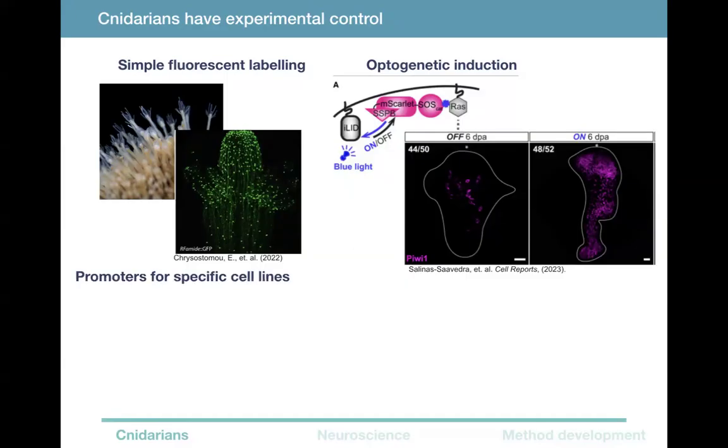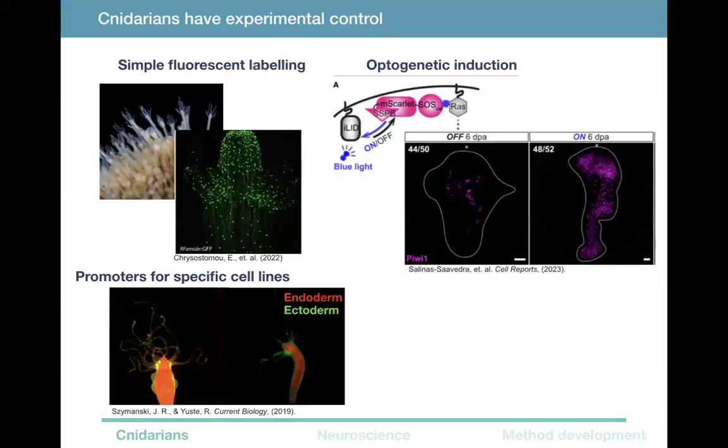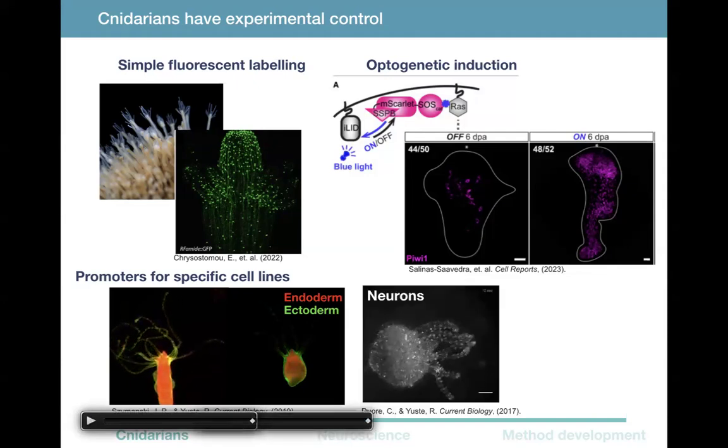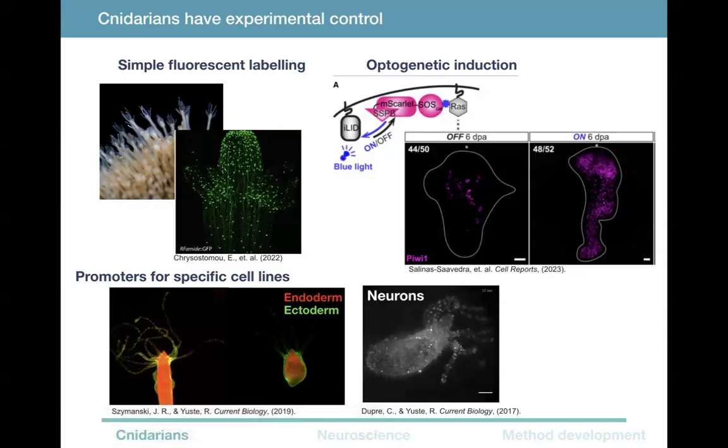For Hydra, what you can do is express in specific cell lines. So for instance, we could express proteins in the endoderm and ectoderm. So here they're expressing a red fluorescent protein and green fluorescent protein in the endoderm and ectoderm. And similarly, you can express things in the neurons specifically, which we'll be very interested in.